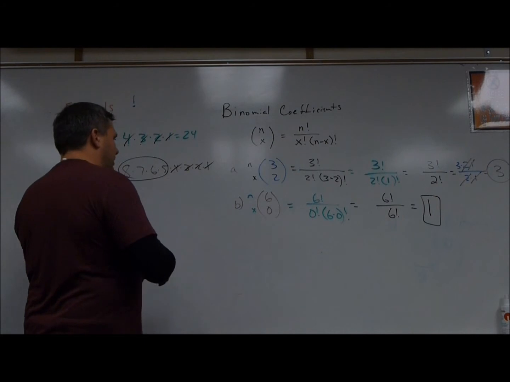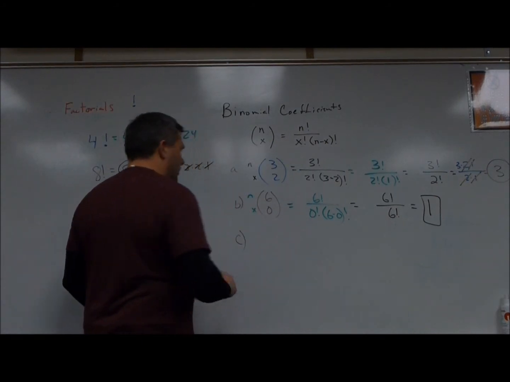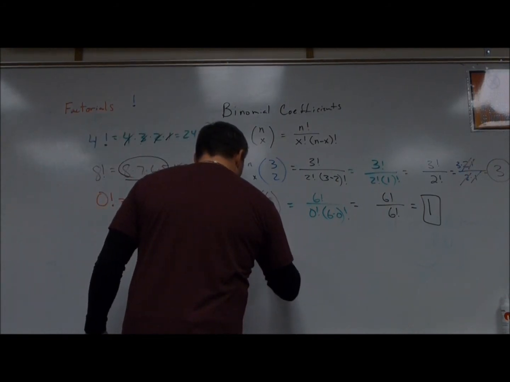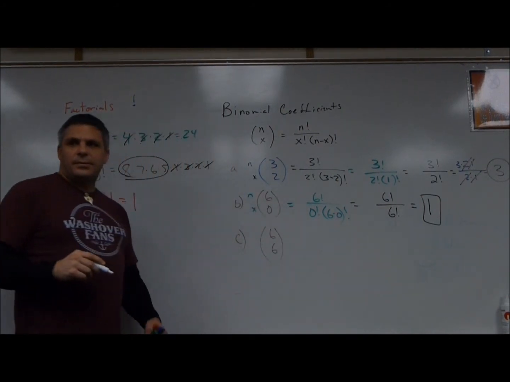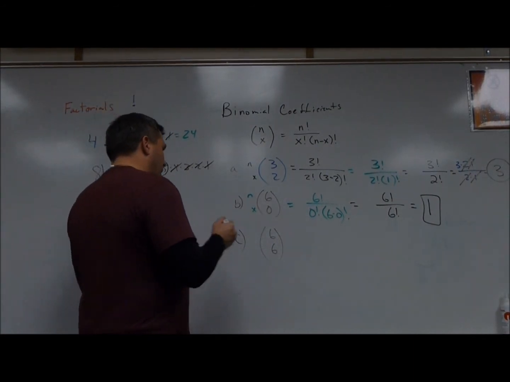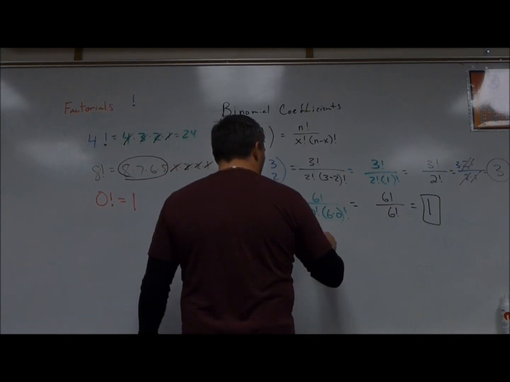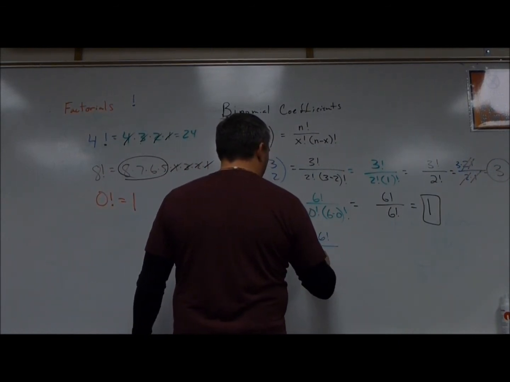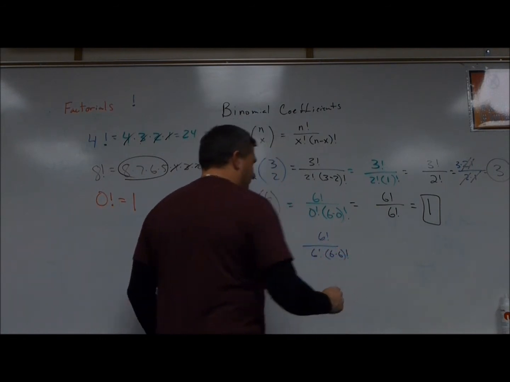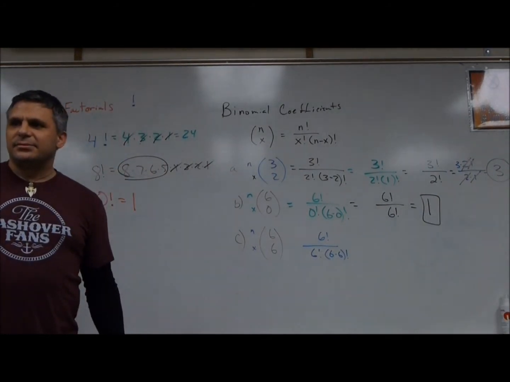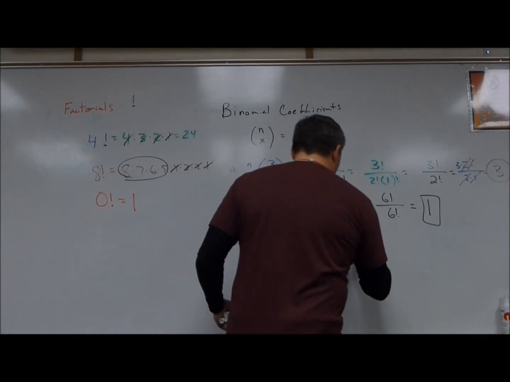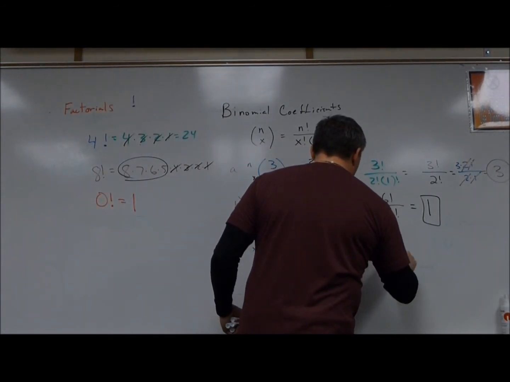Okay, so let's do C. C says it's 6 over 6. What do you think the answer is going to be? We have 6 factorial over 6 factorial times 6 minus 6 factorial. What is 6 minus 6? 0. And 0 factorial is just 1. So we're left with 6 factorial over 6 factorial, which is 1.